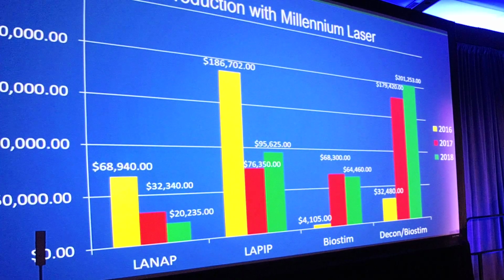Okay? Meanwhile, look at LAPIP. 186,000 3 years ago. I didn't go back 5 years because the first year was practically nothing. The second year was less than this. But 76,000 in year 2, and then 2 years ago, and then last year we saw it jump back up to 95,000. So I bought this machine for a LAPIP. That's why I bought it. And it's paid for itself many times over, not counting what it's done for me and my stress.